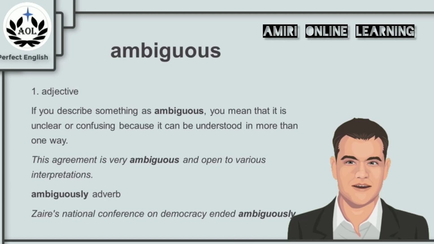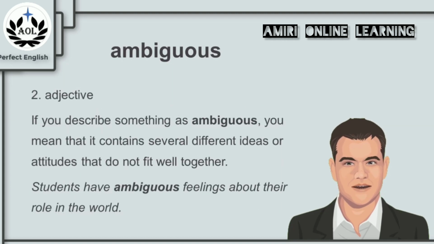Now, ambiguous can be used in a different context. If you describe something as ambiguous, you mean that it contains several different ideas or attitudes that do not fit well together. For example, students have ambiguous feelings about their role in the world. Several different ideas that don't fit well together. They're just kind of confused.